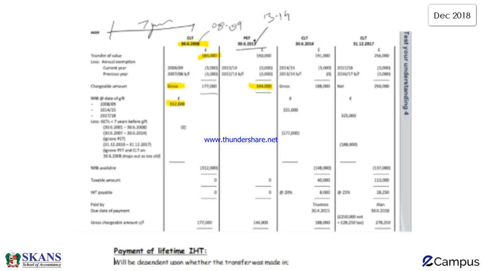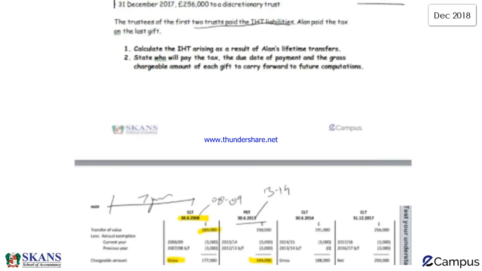In that case, we will be applying rates on 144,000 and not on the market value on the date of death. So moving on to the example and the next transfer.